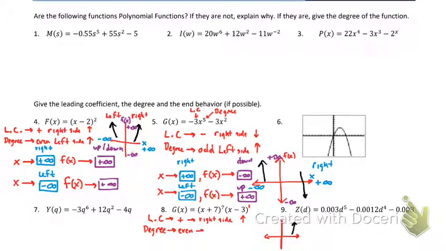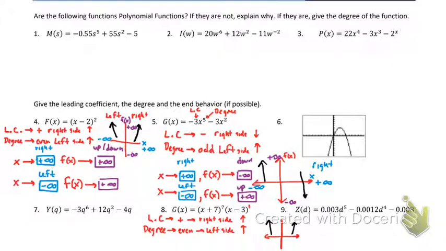So that means my left side matches my right side. Since it's even, they match. So that means my left side is also going up. So let's put that. Okay. So what does that look like when it comes to end behavior? So we're going to write that in here.